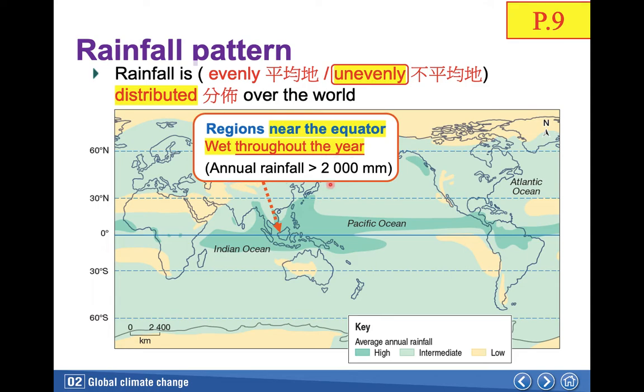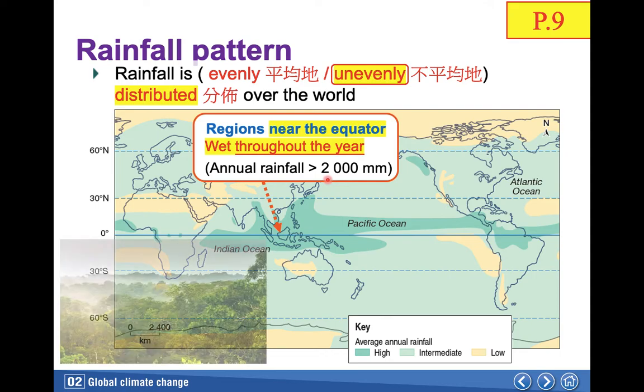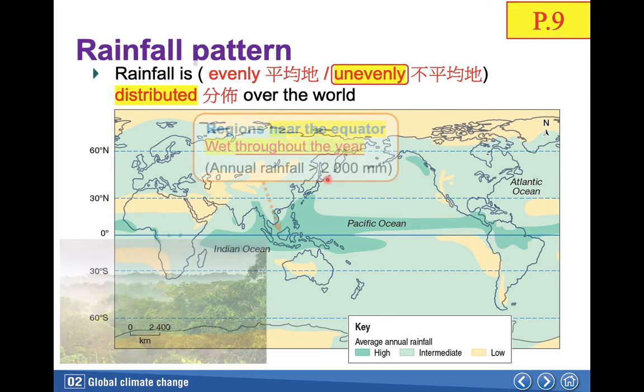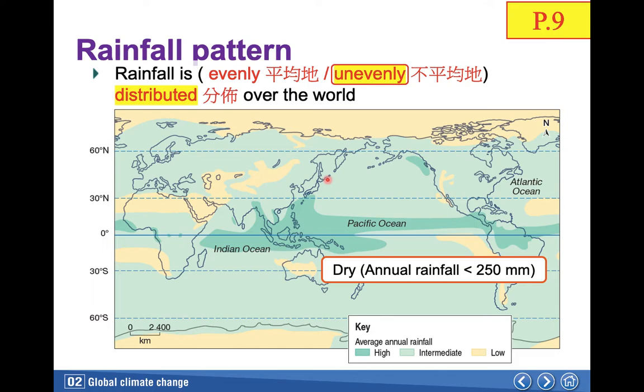The annual rainfall is high, which is more than 2,000 mm. If you remember, Hong Kong gets over 2,300 mm of rainfall per year, our annual rainfall. So we are wet throughout the year as well. You could see the rainforest. However, in some areas you can see yellow, like sand. That means they are dry. They get an annual rainfall of lower than 250 mm.